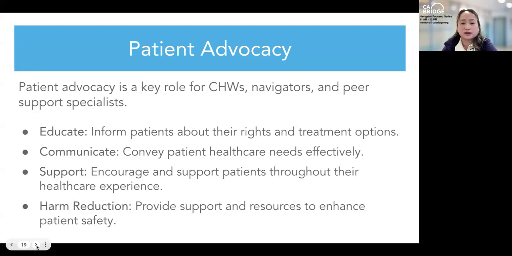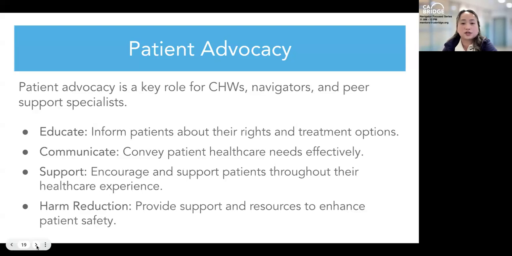of their rights, their needs, and what the treatment options are. Providing them, like, even some MAT services, what the different medication options are, and supporting the patient in their decision making. You want to be able to communicate your patient's health care needs effectively. And by doing that, you want to be able to communicate and coordinate with your care team, basically being that middle person.